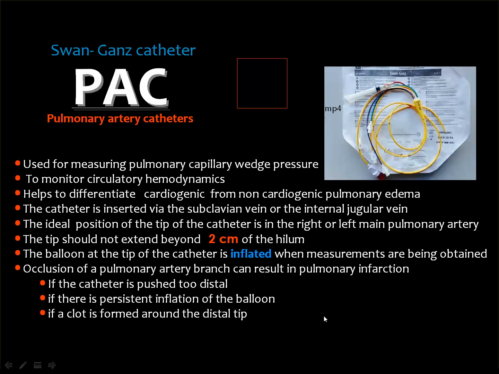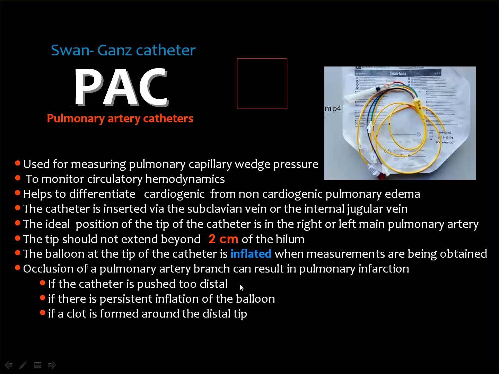The ideal position of the tip of the catheter is about 2 centimeters from the hilar shadow, as judged by the plain X-ray. Then, in order to measure the pulmonary wedge pressure, there is a balloon at the tip of the catheter, and we inflate this balloon whenever we are going to take measurements. Then, if the balloon is advanced too much beyond the pulmonary artery bifurcation, or if it is left inflated for some time, then the catheter may result in occlusion of the pulmonary artery and the development of pulmonary infarction.